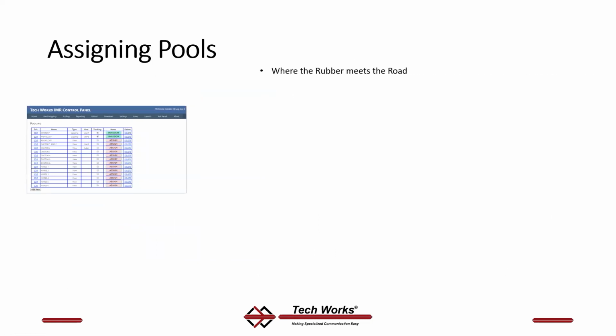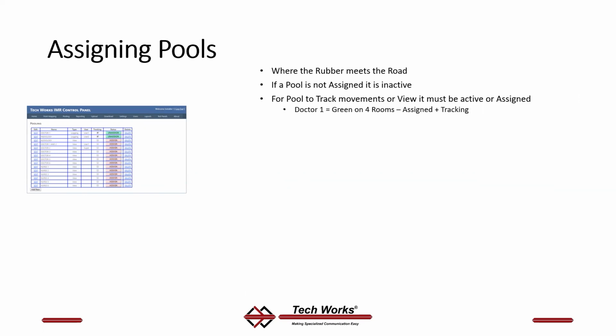Assigning pools. So this is where the rubber meets the road. If a pool is not assigned, it is inactive. For a pool to track movement or view, it must be active or assigned. Dr. 1, green rooms. He's got 4 rooms. If it's assigned and you check tracking, now it's going to keep track of where he is. So remember, you got this tracking box you need to check as well.